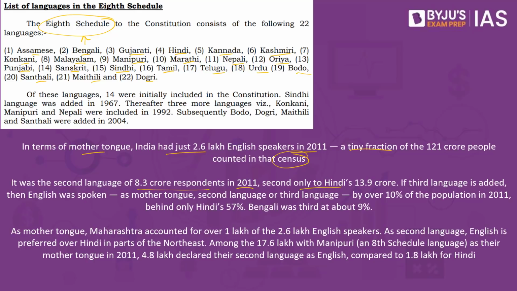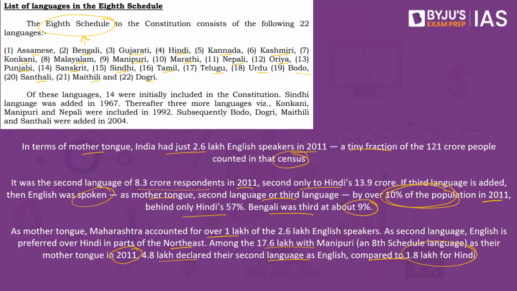If third language is also considered, then English was spoken as mother tongue, second language or third language by over 10% of the population in 2011, behind only Hindi's 57%. Bengali was third at about 9%. As mother tongue, Maharashtra accounted for over 1 lakh of 2.6 lakh English speakers. As second language, English is preferred over Hindi in parts of the northeast, among the 17.6 lakh with Manipuri as their mother tongue in 2011, 4.8 lakh declared their second language as English compared to 1.8 lakh for Hindi.